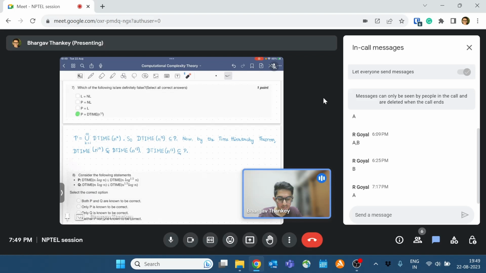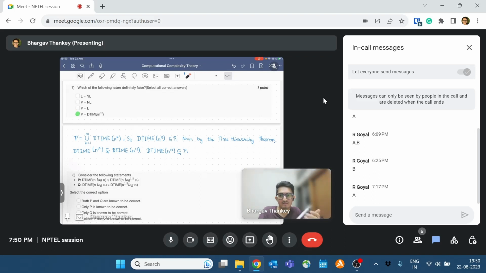But we know that P and D time n to the k are different. So that implies that the original assumption, that three SAT can be solved in polynomial time, must be false, right? Yes. So why doesn't this immediately prove that P not equals NP?